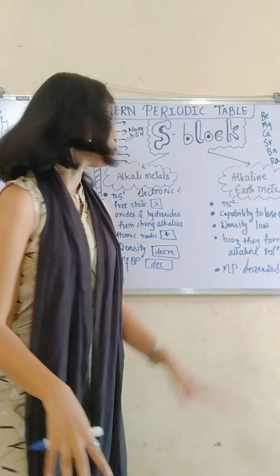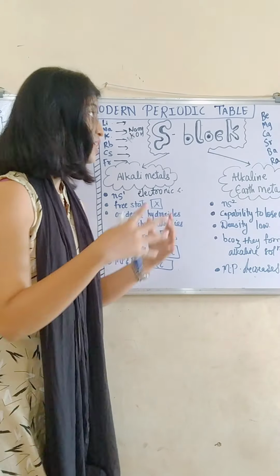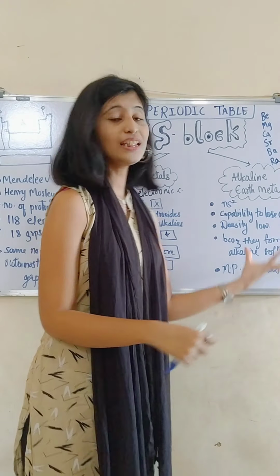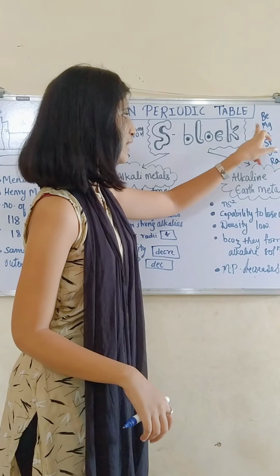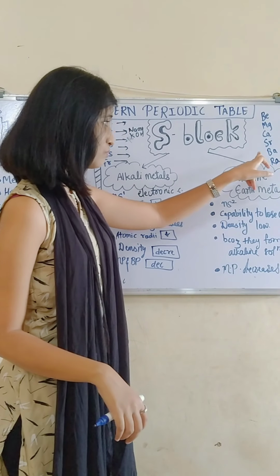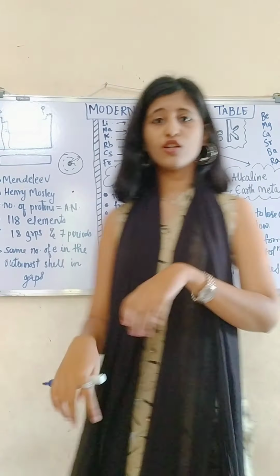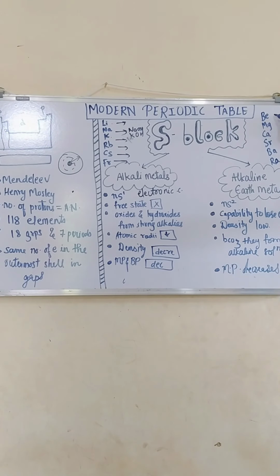Talking about group 2, that is alkaline earth metals. Now which are the elements in group 2? They are beryllium, magnesium, calcium, strontium, barium and radium. How will we remember this? Beta maange car scooter baap roye. That is, beryllium, magnesium, calcium, strontium, barium and radium. So these are the elements involved in group 2.